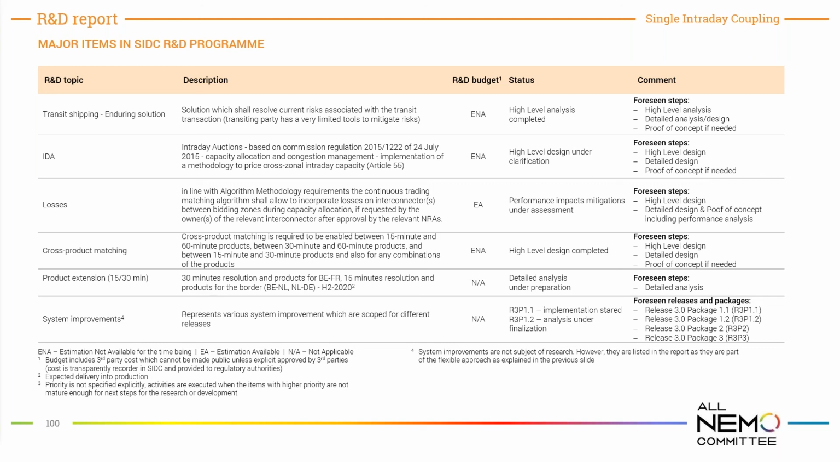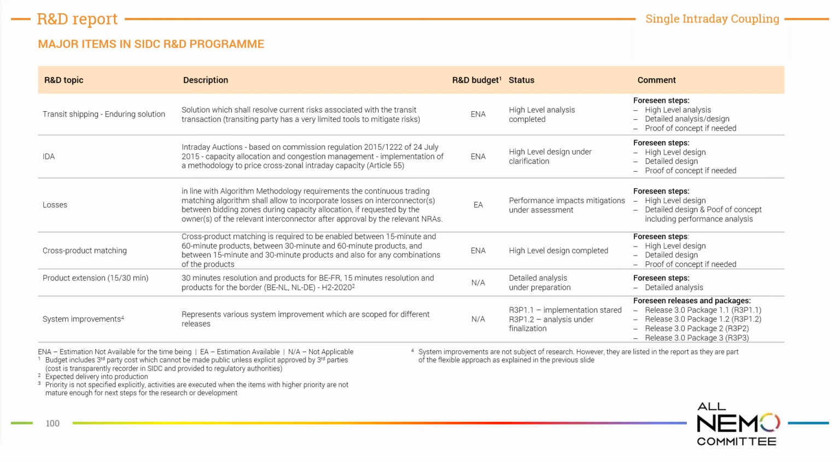Cross-product matching, this is also a very important topic, especially for market participants. Until now it was not so relevant because the use of 15-minute products on interconnectors was very limited to just small areas. This will be changing at the end of this year in principle. Therefore, it's important there is a possibility to match across the products, meaning you can match four 15-minute orders with one 60-minute order and any kind of similar combinations. So this is, as I said, very important.